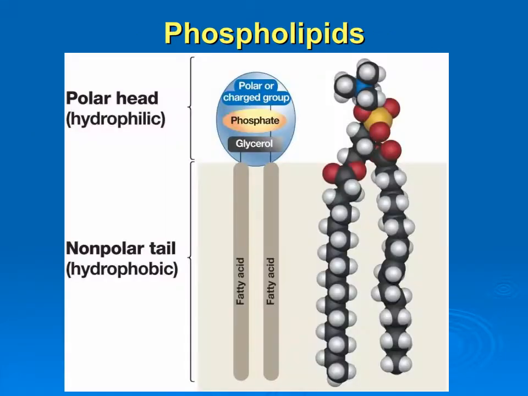If you will recall, the head of a phospholipid molecule contains a phosphate, glycerol, and a polar or charged group, making it hydrophilic. Attached to the head are two nonpolar fatty acid tails. As in fats, these fatty acids can be saturated or unsaturated.